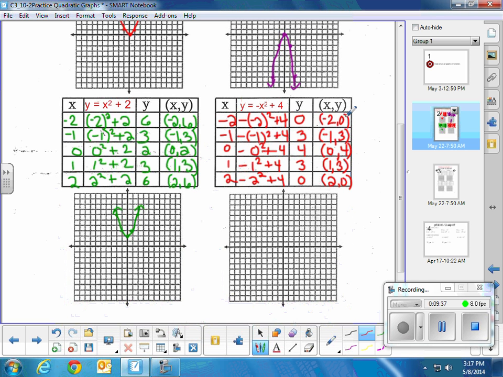Now to plot these points, the first one, negative 2, 0 is 2 to the left, and then stay there. Negative 1, 3 is 1 to the left and up 3. 0, 4, stay where you're at, but go up 4. 1, 3 is 1 to the right and up 3. And 2, 0 is 2 to the right and stay there. Connect them with your curved line.